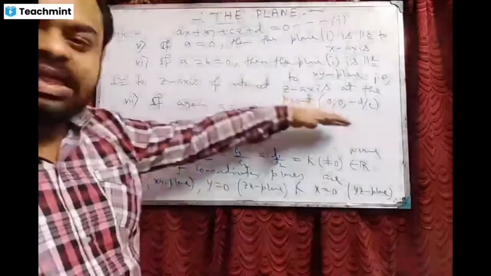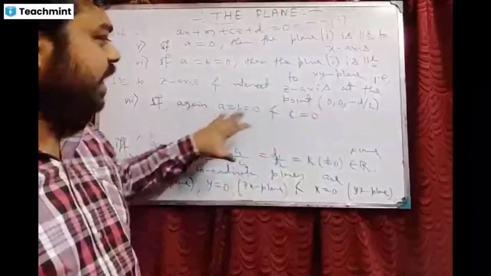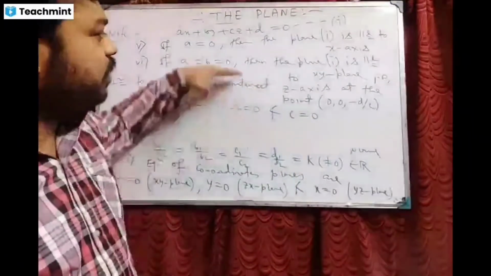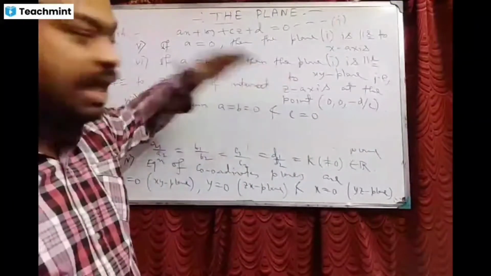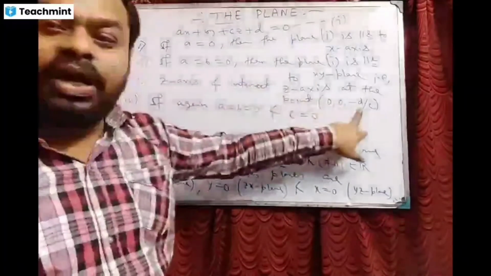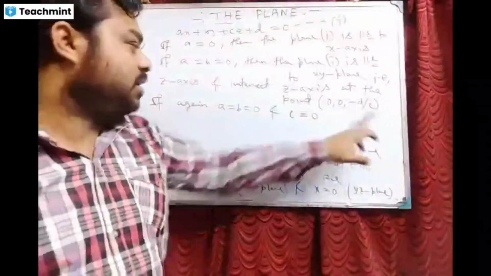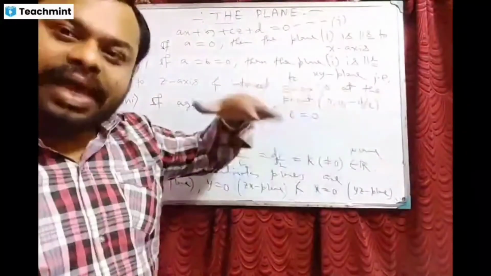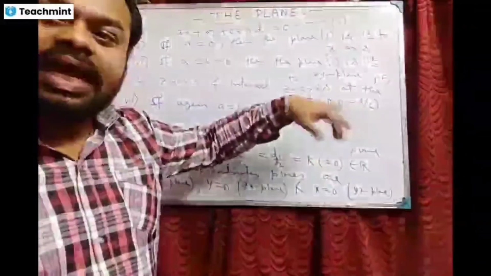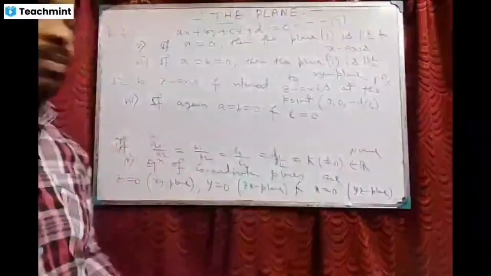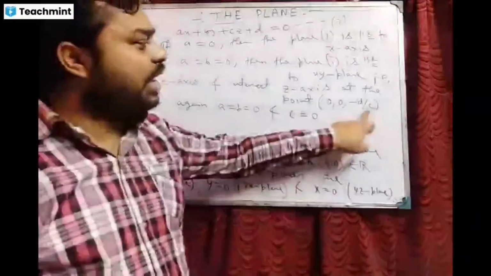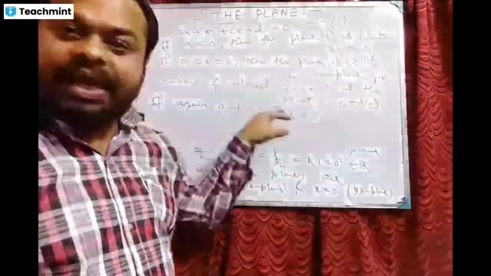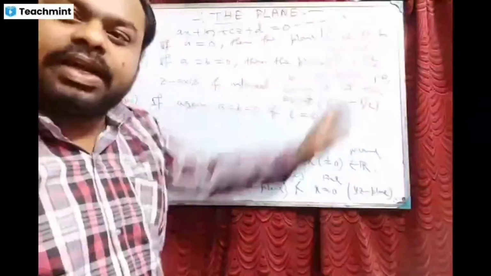But you can see from this, if A is 0, B is 0, the plane is perpendicular to the Z axis and intersects the Z axis at the point (0, 0, minus D by C). So if A is 0, B is 0 and C is 0, and D is finite, then the plane intersects the Z axis at infinite distance from the origin.